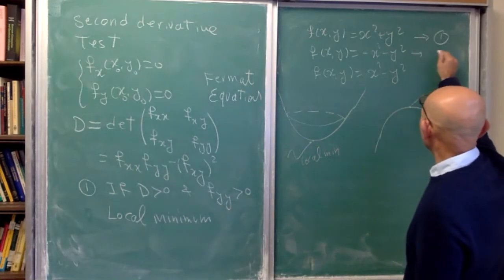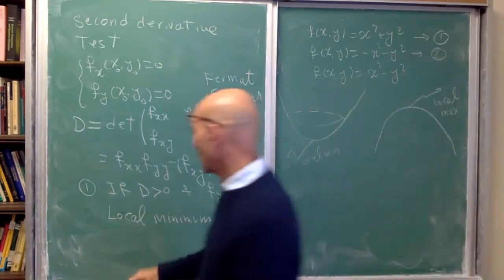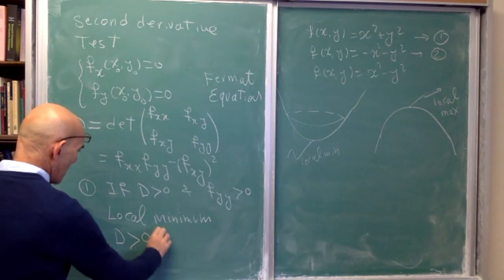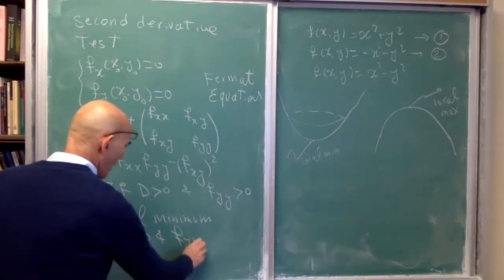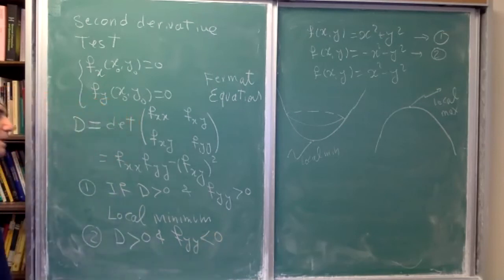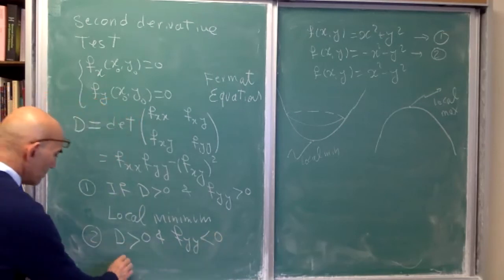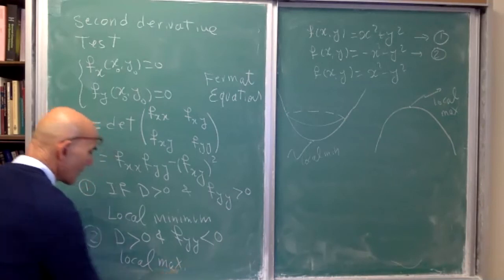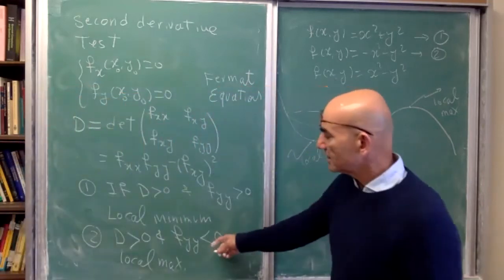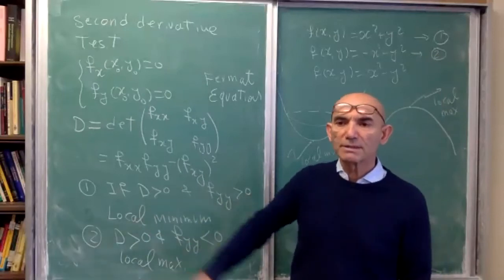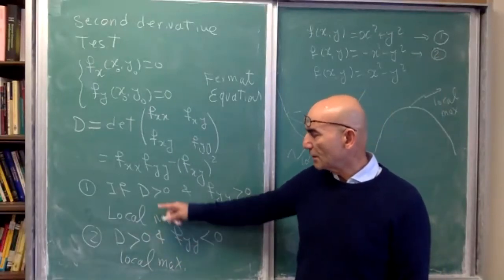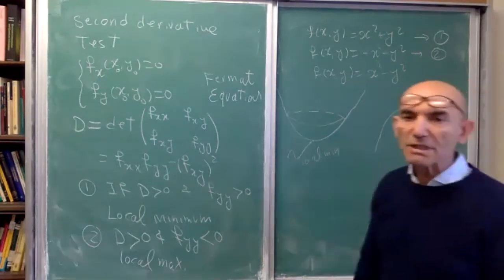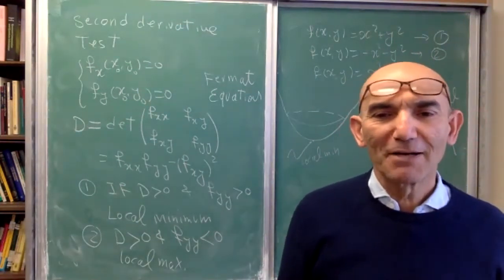So this is case two. Case two, let me write it: D positive and f_yy negative. This is a local max, sorry. And if you are in doubt between one and two, you're writing your test or exam, just check these examples and then immediately you know which one is correct. So you will never ever make mistakes again.